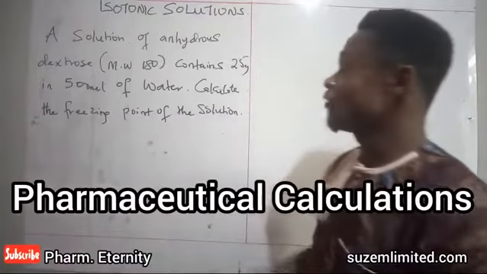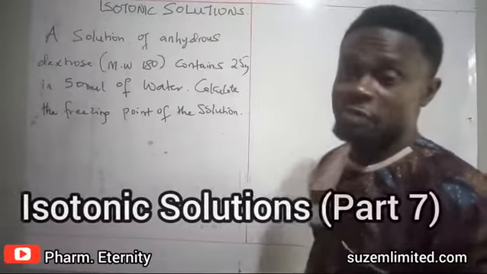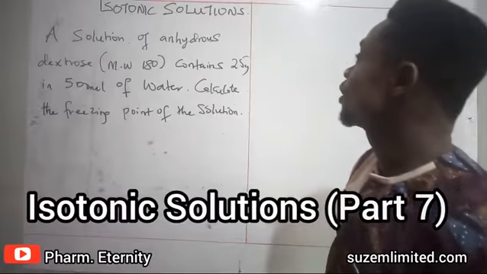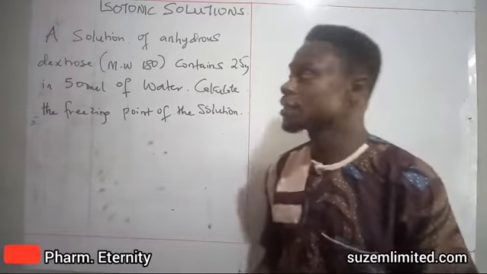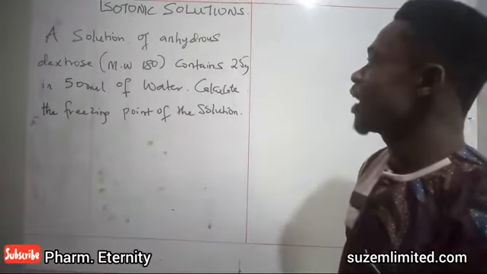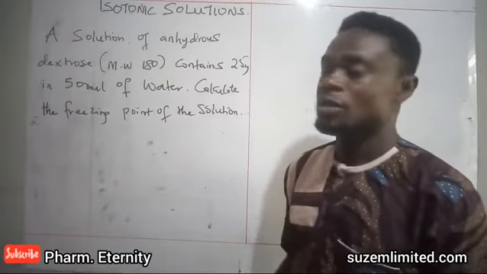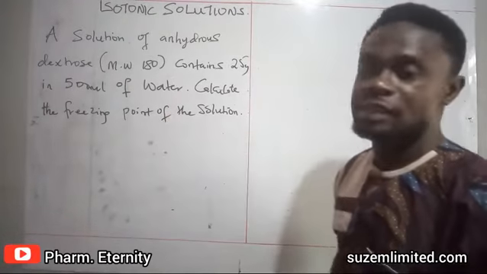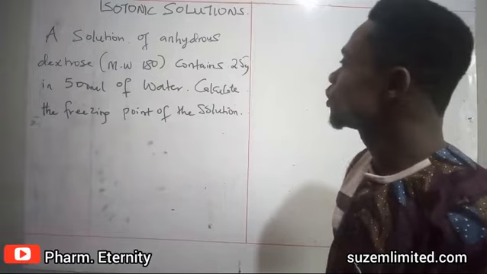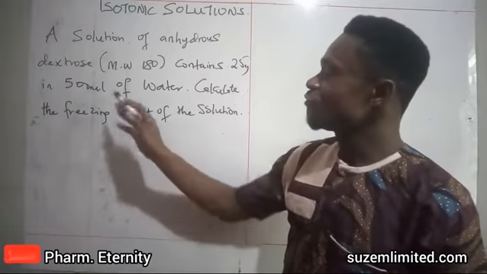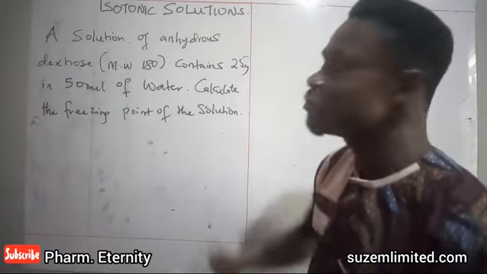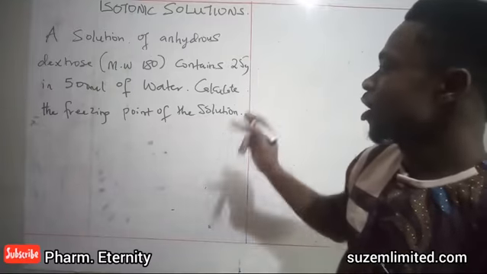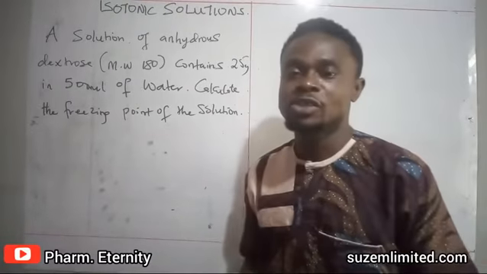Okay, we have another problem here, still under isotonic solutions. It says a solution of anhydrous dextrose, molecular weight 180, contains 25 gram in 500 ml of water. Calculate the freezing point of the solution.